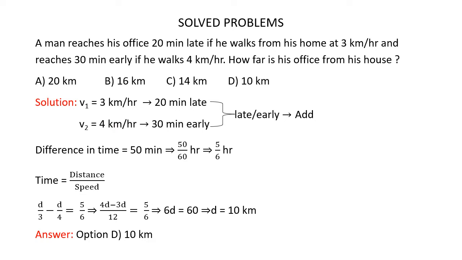We know that the difference in time is 5 by 6 hours. So d by 3 minus d by 4 is equal to 5 by 6. On solving this, we get d is equal to 10 kilometers. This means that the man's office is 10 kilometers away from his house. So the correct answer is option D, 10 kilometers.